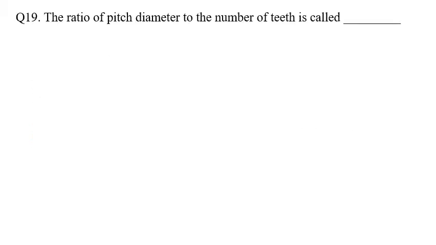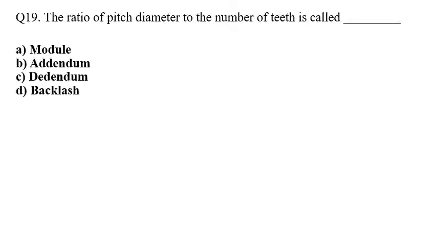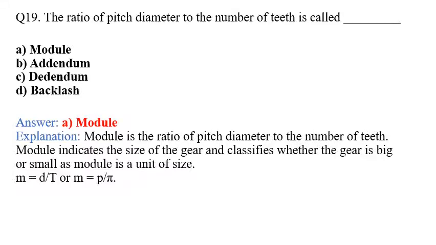Question number 19. The ratio of pitch diameter to the number of teeth is called: A, Module; B, Addendum; C, Dedendum; D, Backlash. And the answer is module, A. Explanation: The module is the ratio of pitch diameter to the number of teeth. The module indicates the size of the gear and classifies whether a gear is big or small, as module is a unit of size. So module is equal to D by T.